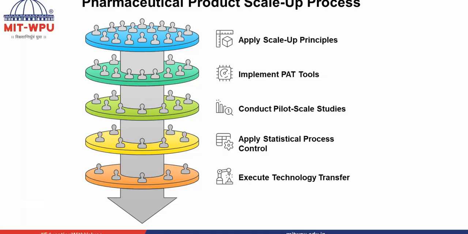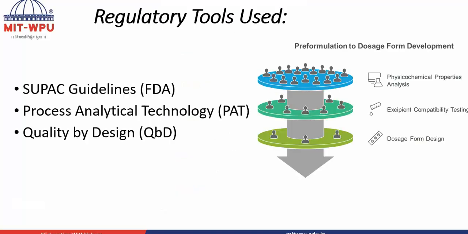Very, very important, because of all these critical process parameters, which we refer to as CPP, where we always check mixing speed, granulation endpoint, drying temperature, compression force, and we always document the master formula records, batch manufacturing records, SOPs, and validation protocols in perspective with the regulatory guidelines. We always take these into consideration. The regulatory tools which we use in scale-up studies are the SUPAC guidelines, then process analytical technology, that is PAT, and quality by design, that is called QbD.